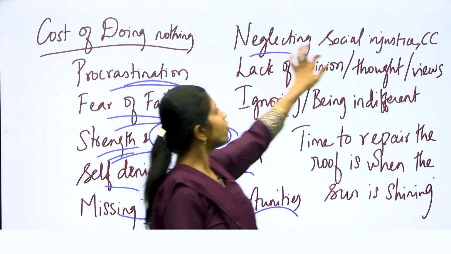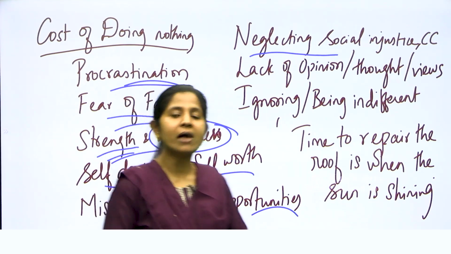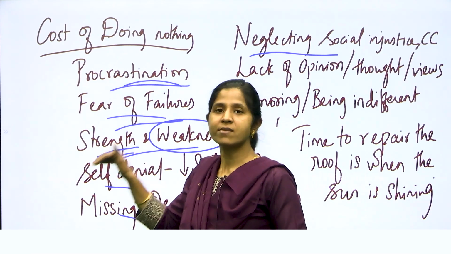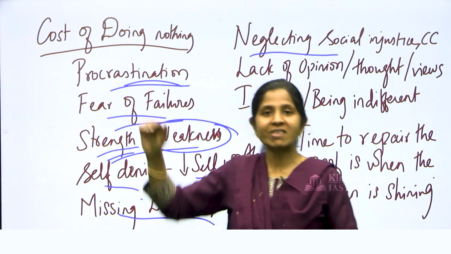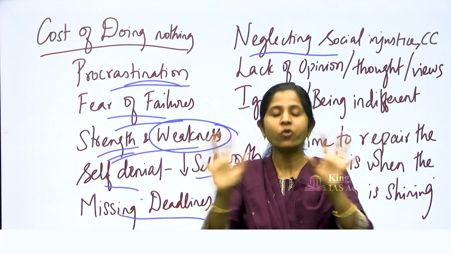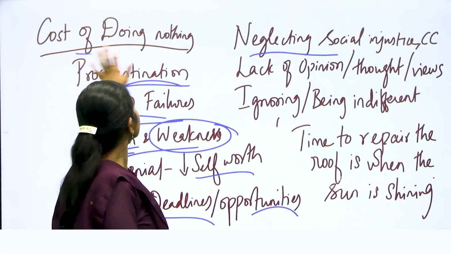And neglecting social injustice is also wrong. So far we were talking only about ourselves, individually: procrastination, fear of failure, strength and weakness. So this was the individual dimension. Now we are thinking about the social dimension. In the social dimension, there is something called the cost of doing nothing.